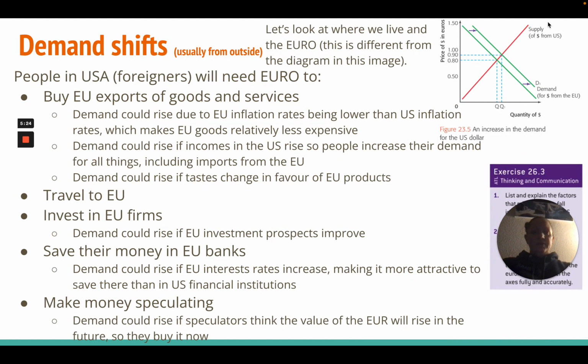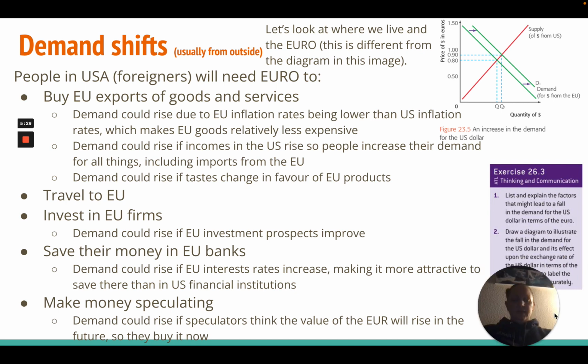If you want to look at the demand shifts, put it into the context of one particular country. In this case, we're in Europe, so it's probably easiest for us to look at the euro. And the demand for our euro will come from outside. People who are in Europe already have euro, so they don't need to demand the currency. So therefore, almost all demand comes from outside the European Union, or outside the Eurozone, certainly.